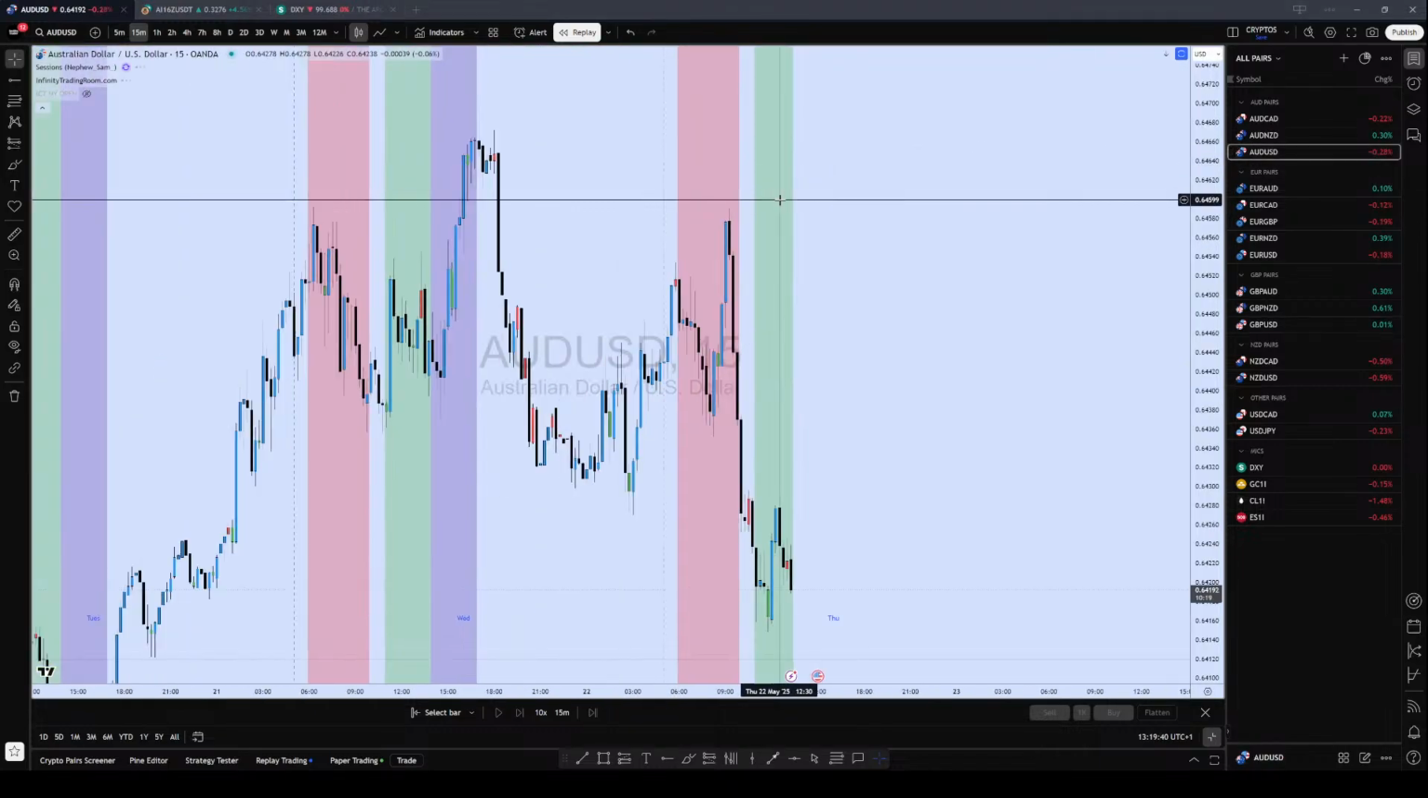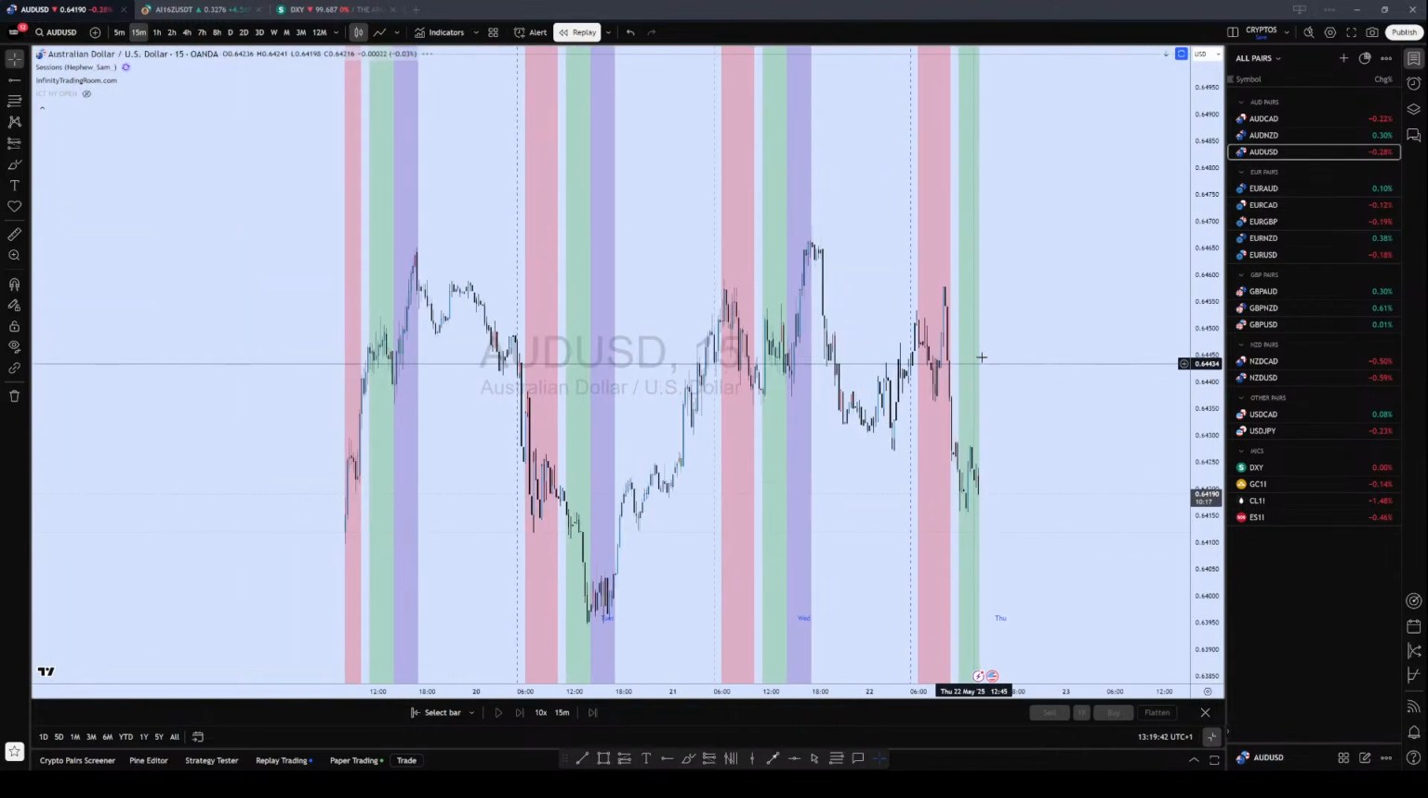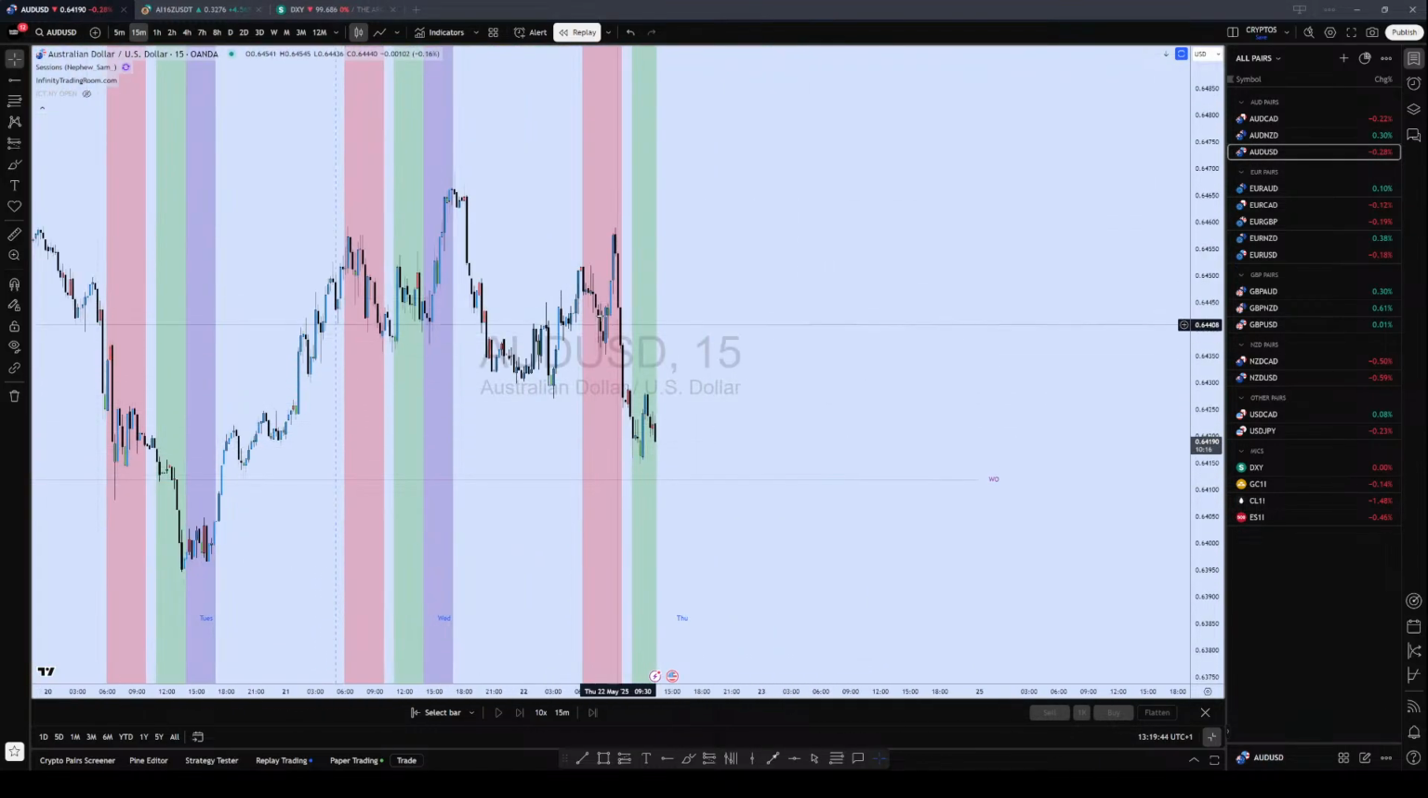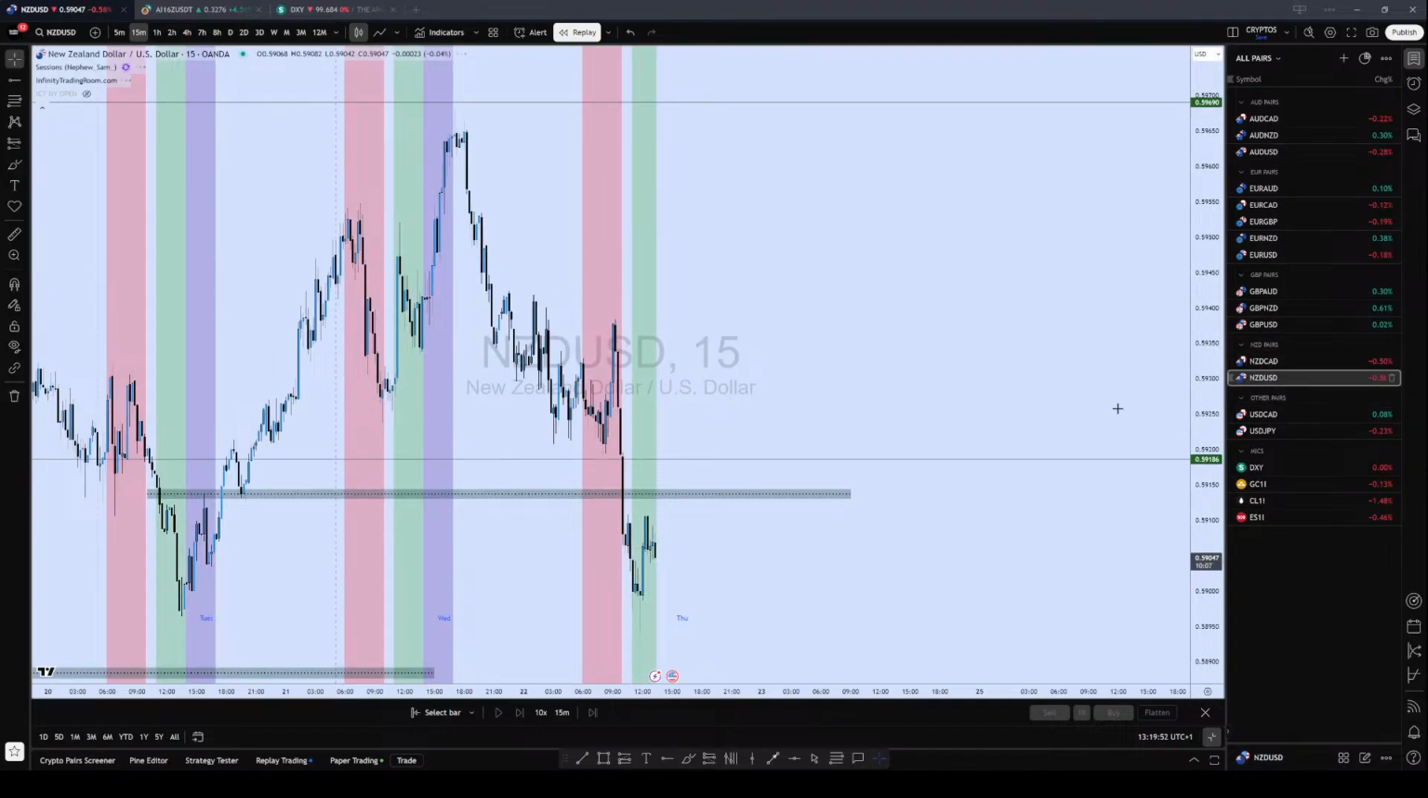Australian dollar, I don't think you want to take this because they've moved down already, so it's not a good trade. New Zealand dollar, same thing, they've moved down already, it's not a good trade. So the euro and the pound, in my opinion, are the go-to for today.